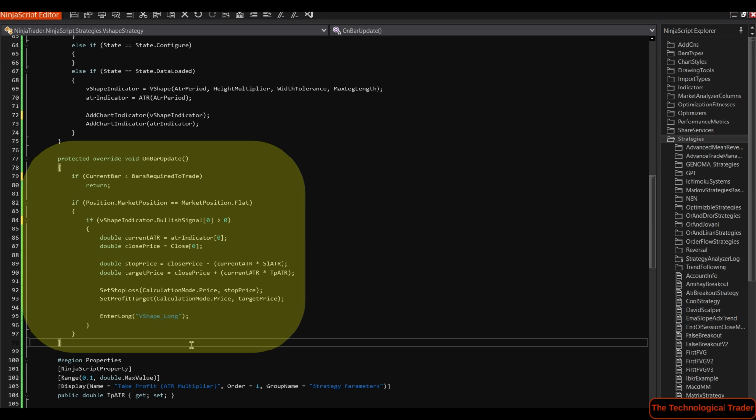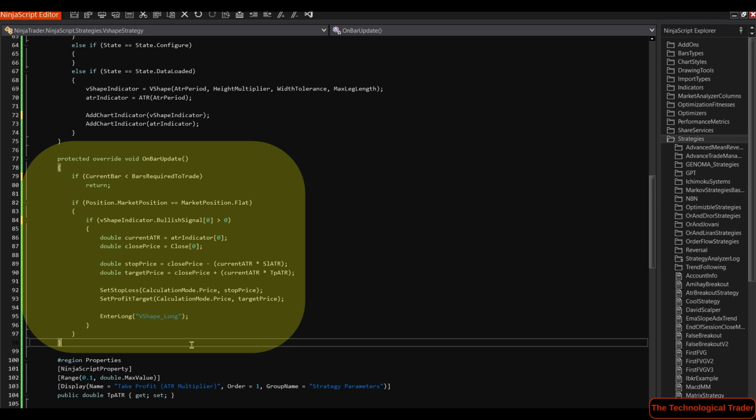First, we have our standard check to ensure enough bars have passed to start trading. Then, the code checks if we are currently flat, meaning we don't have an open position. We only want to look for new entries when we aren't already in a trade. The magic happens in the next line. It checks the V-shape indicator. If the indicator fires a bullish signal, the strategy springs into action.